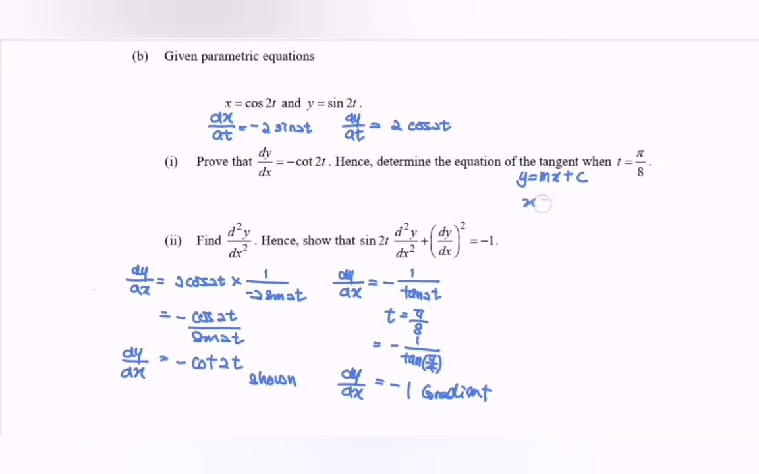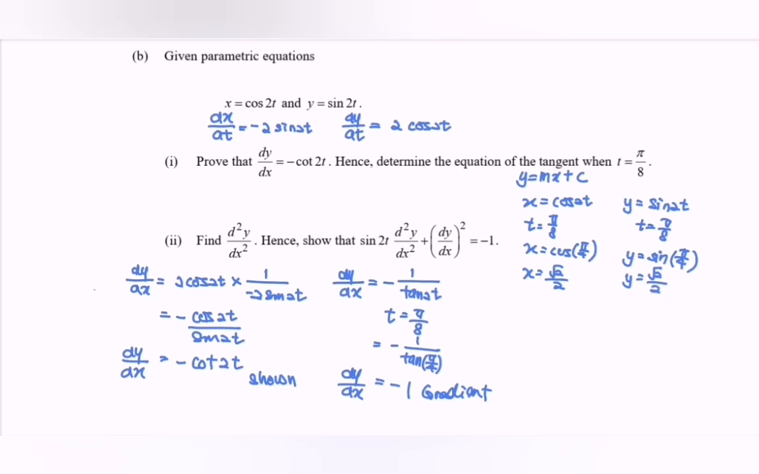For x = cos 2t, if we substitute t = pi over 8, then we have x = cos(pi over 4), meaning cos 45, and the value of x will be square root of 2 over 2. As for y = sin 2t, with t = pi over 8, we have y = sin(pi over 4), so y is also square root of 2 over 2.